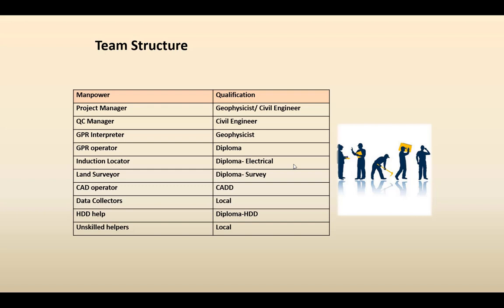Data collectors on the background information can be local. The reason is that people who are local generally have better interpersonal skills in terms of language and interacting with different departments, so it's always good to have them locally. If the work is being done for SDD, there should be a diploma in SDD, which helps people find out how the maps can be read, and of course unskilled helpers.